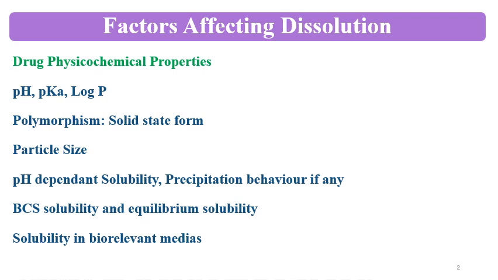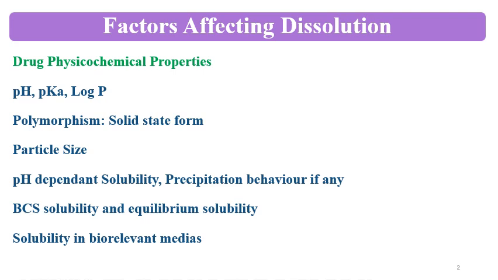Then polymorphism. Whether the drug substance is amorphous or crystalline, or whether it has a specific form, whether it is a hydrate, whether it is a solvate, or whether it is a base type of molecule, whether it is a salt. All these parameters should be clearly understood. Then particle size of the API chosen for the formulation, whether you are using coarser API, or micronized API, or nano size API.